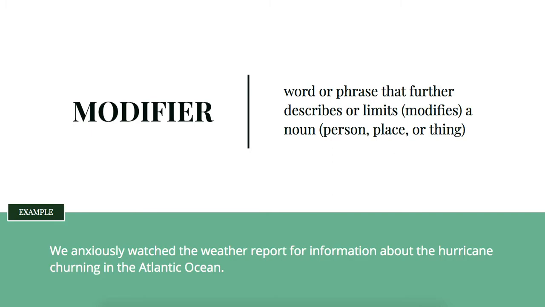Now, to start out, a modifier is a word or phrase that further describes or limits, modifies, a noun, which we all know is a person, place, or thing. So look at this example down here. We anxiously watch the weather report for information about the hurricane churning in the Atlantic Ocean. We have a modifier in that sentence. See if you can pick it out real fast. Look for a word or phrase that further describes a noun.